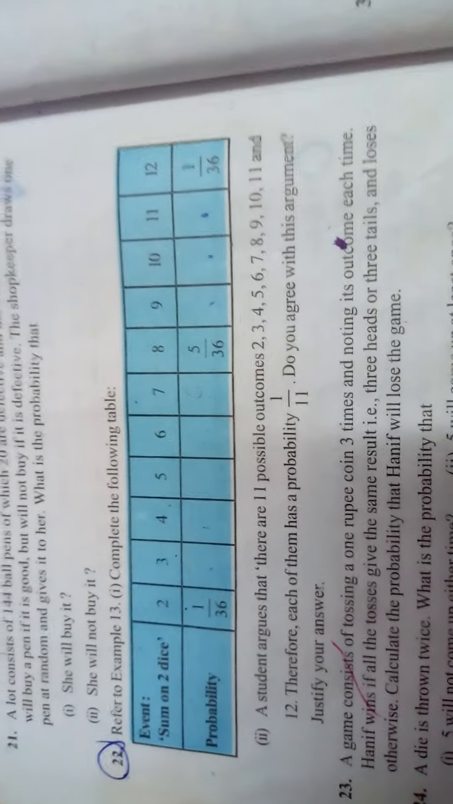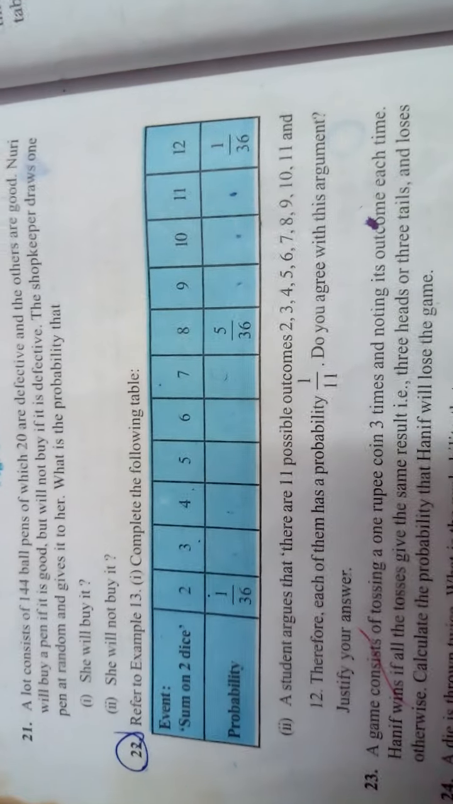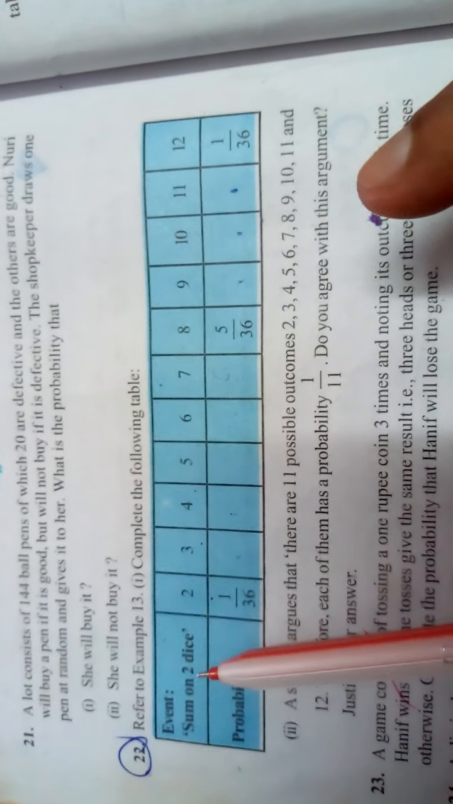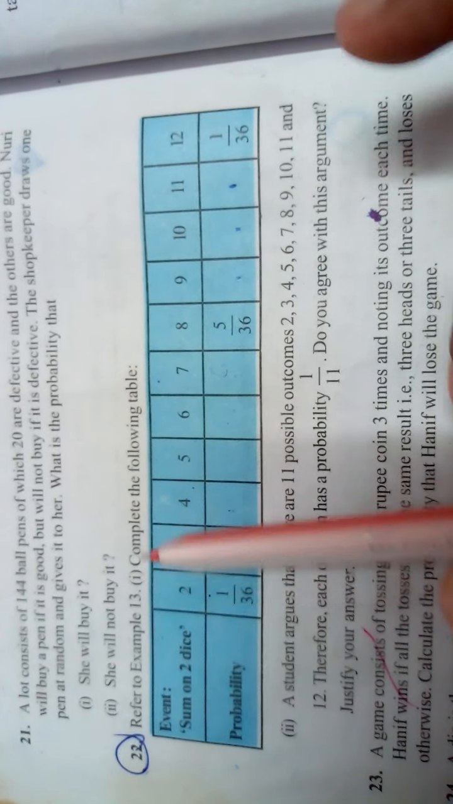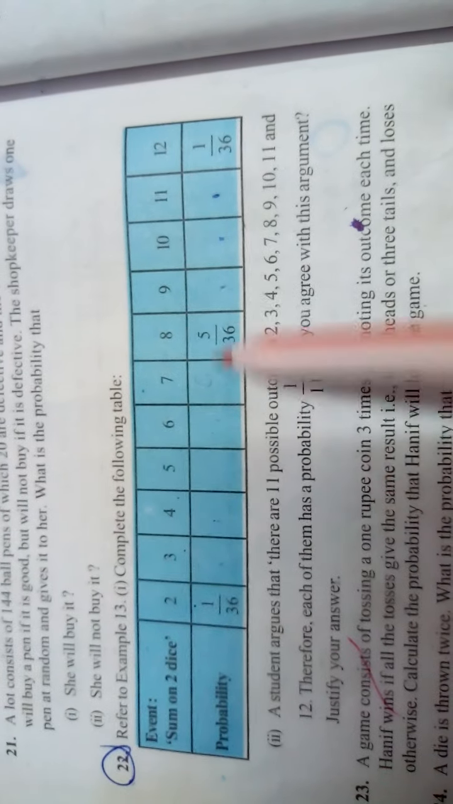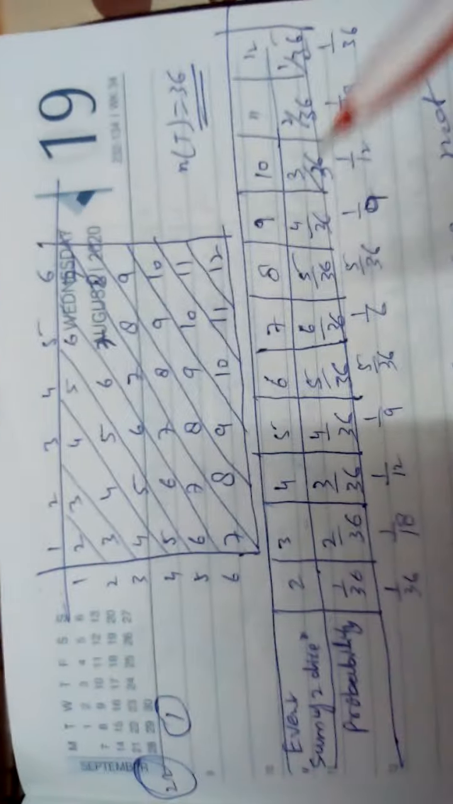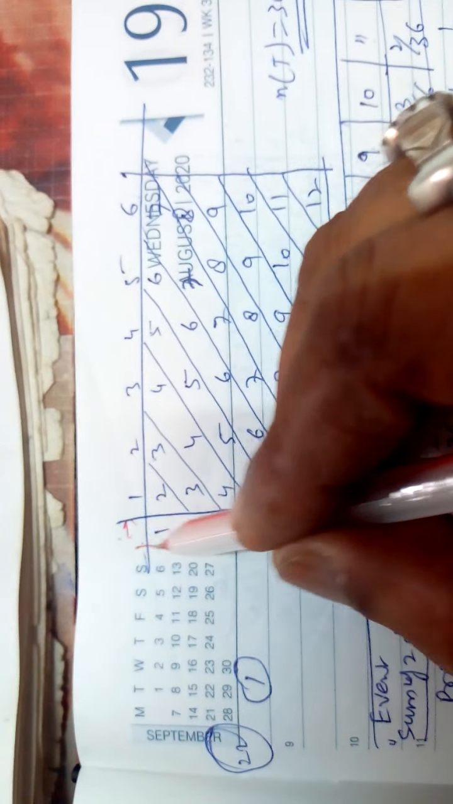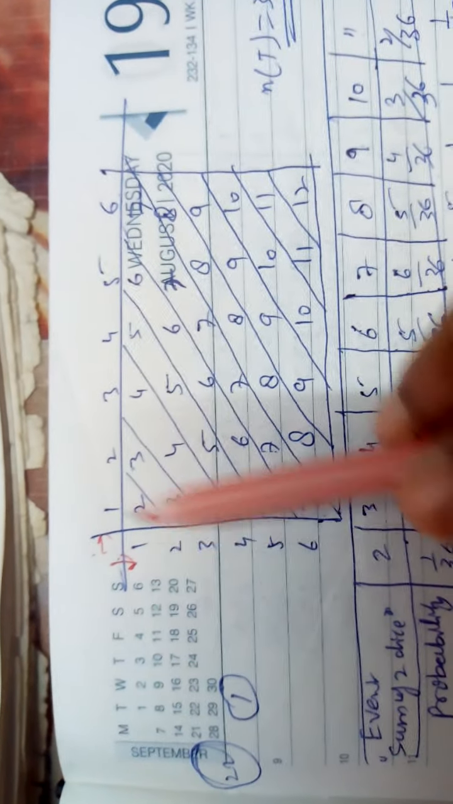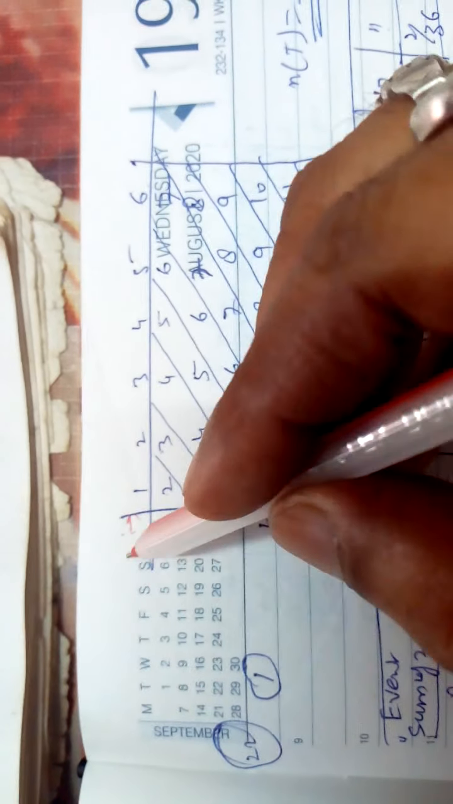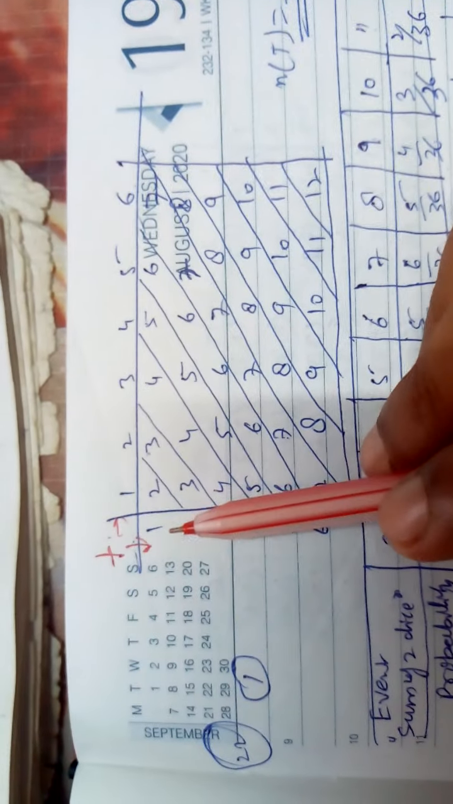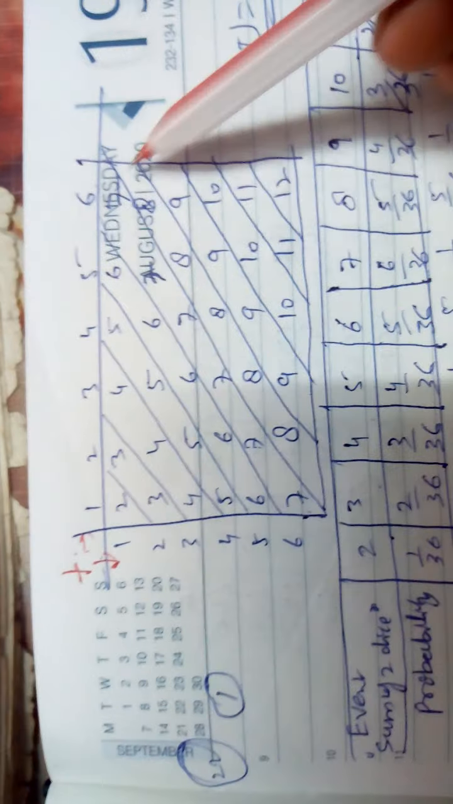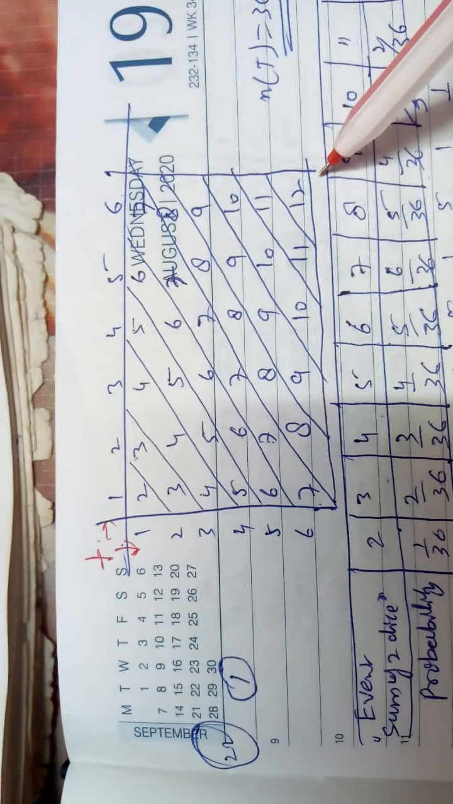Next is question number 22. In question number 22 there is a table given. In this table the events in example 13.1 are given. So you want to complete it. Here you see this is the table given. One die is this and another die is this. So the sum of these two, 1 plus 1. What is the operation? Sum. The sum operation is here, 1 plus 1, 1 plus 2. I have formed the table till 12.